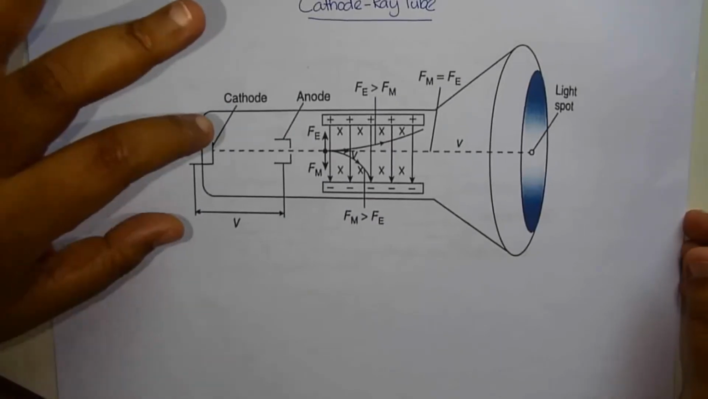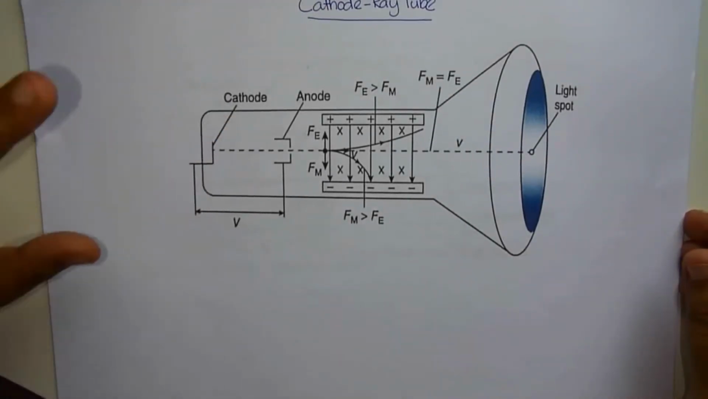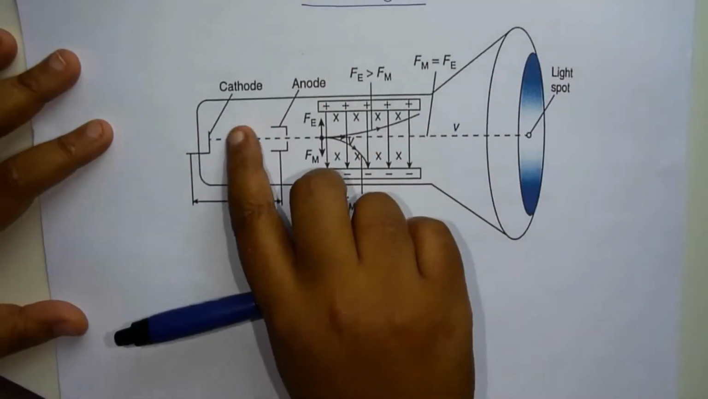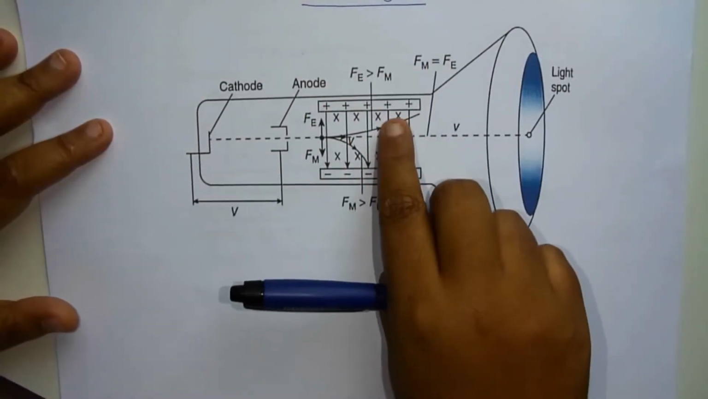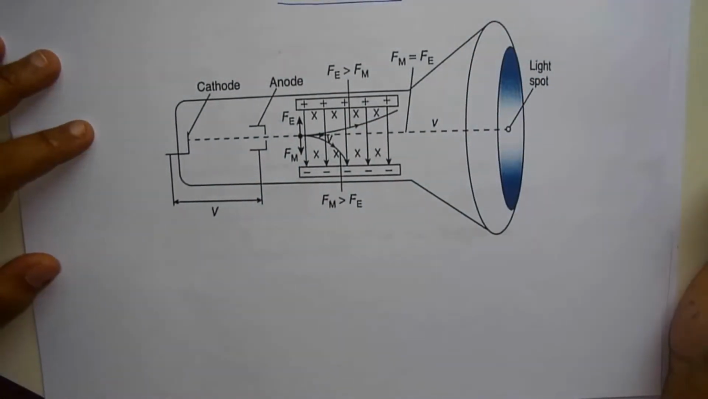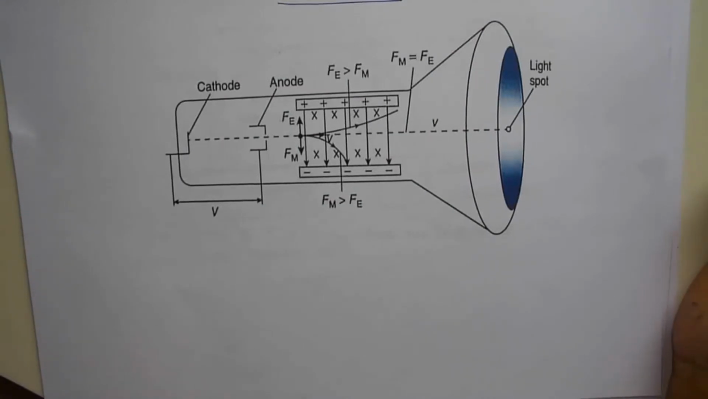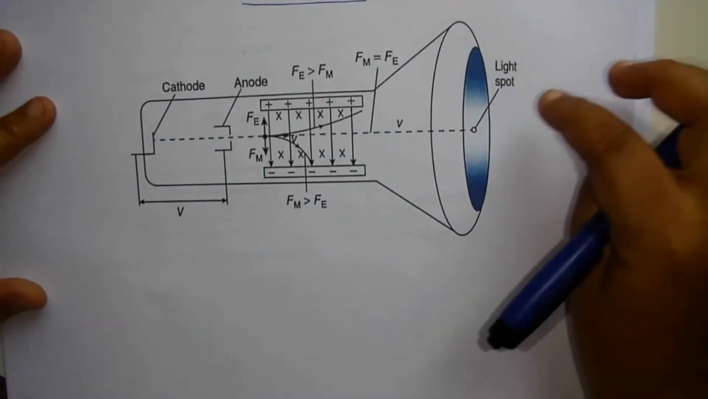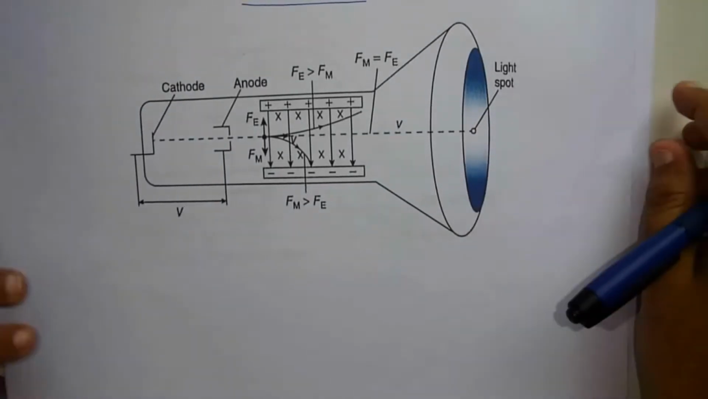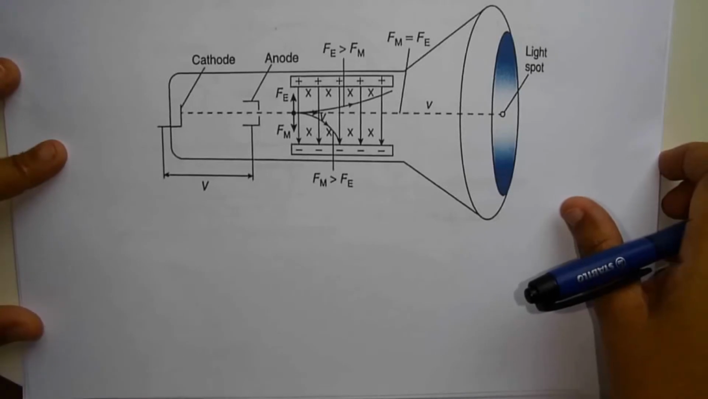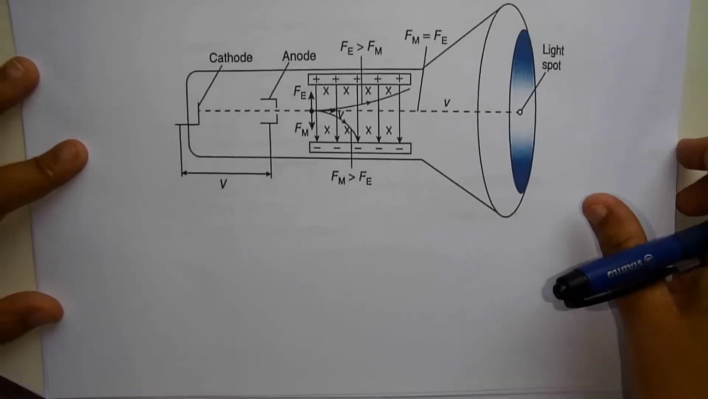This is a simple cathode ray tube. A cathode ray tube is a vacuum tube containing an electron gun and a fluorescent screen, which is to accelerate and deflect the electron beam, which is the cathode ray, and hit on the fluorescent screen to create images in the form of light. Okay, so this is what a cathode ray tube is.